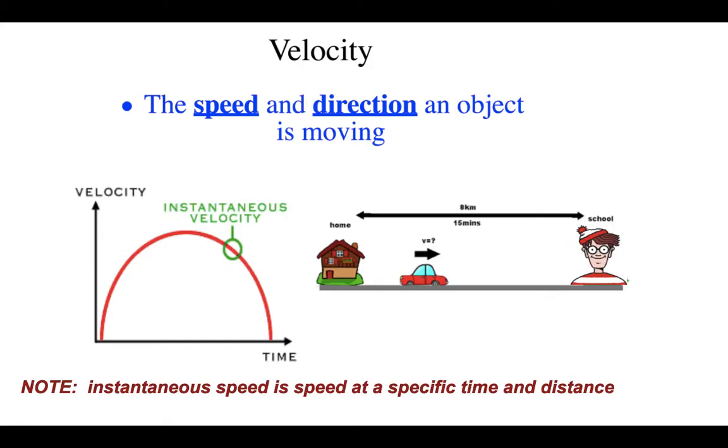Now, velocity has a slight distinction. Velocity is speed, but it's in a particular direction. It's got a directional component to it, and so that will change it. It's actually a vector measurement. We're not going to get into vectors that much, but it has a direction component attached to it.